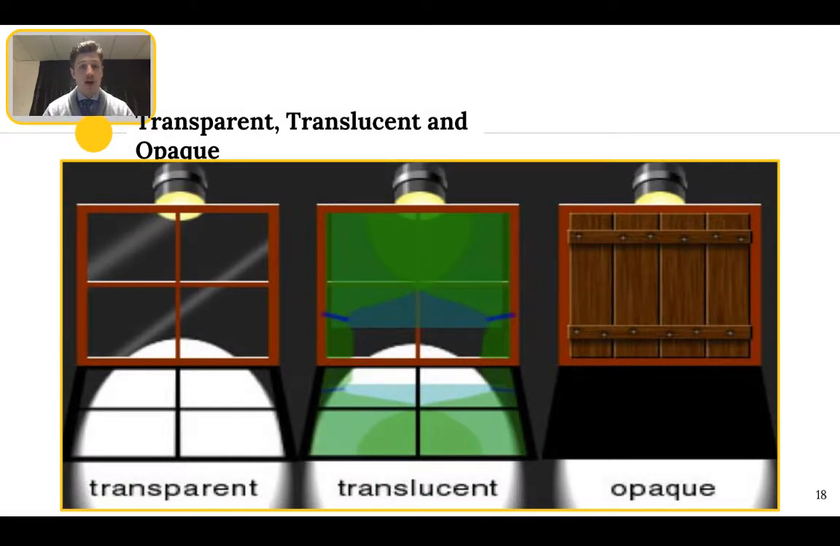All light rays travel through in straight lines. The image is not distorted when looking from the other side. This is being transparent. So something that's transparent, you can see straight through it.